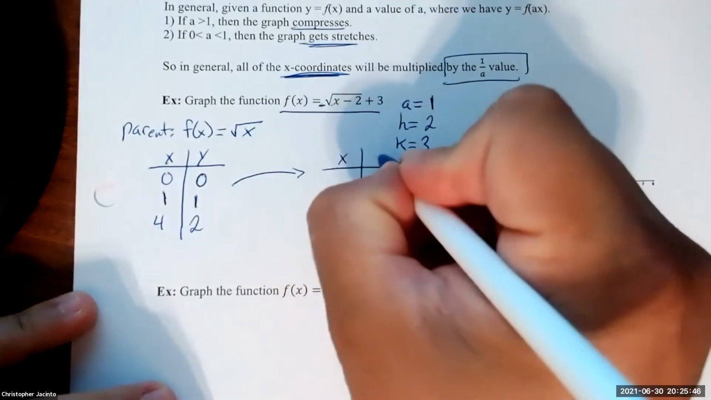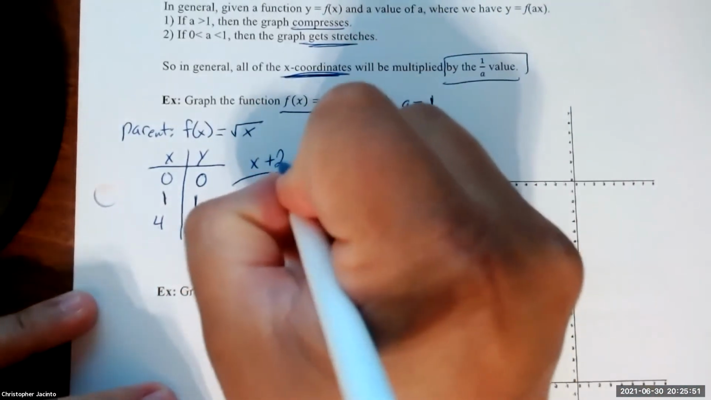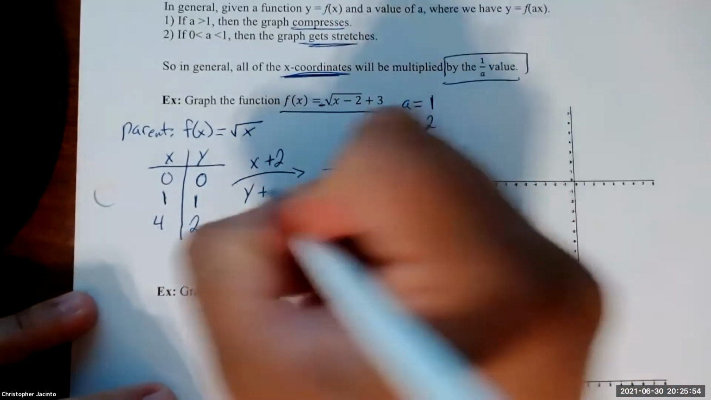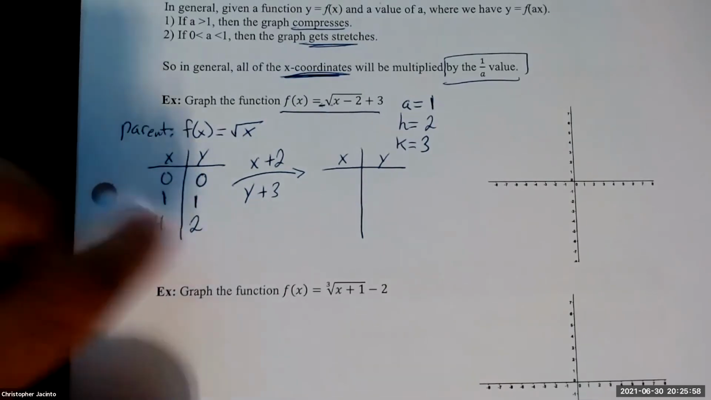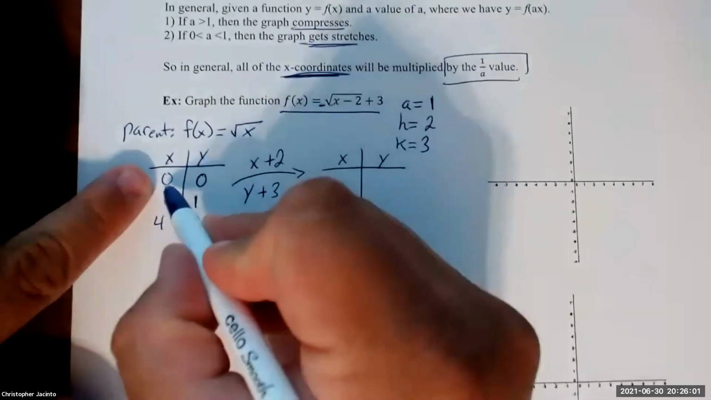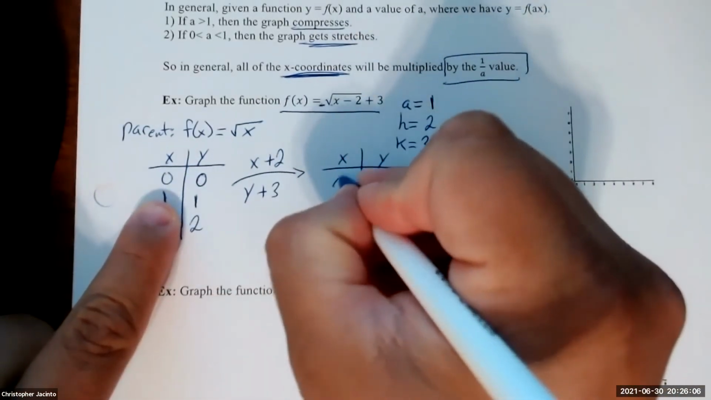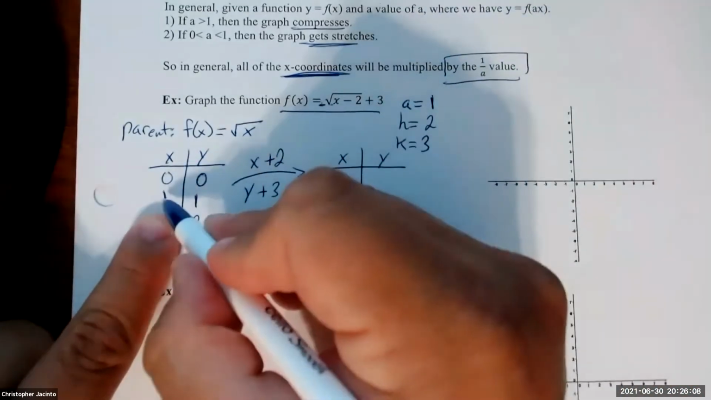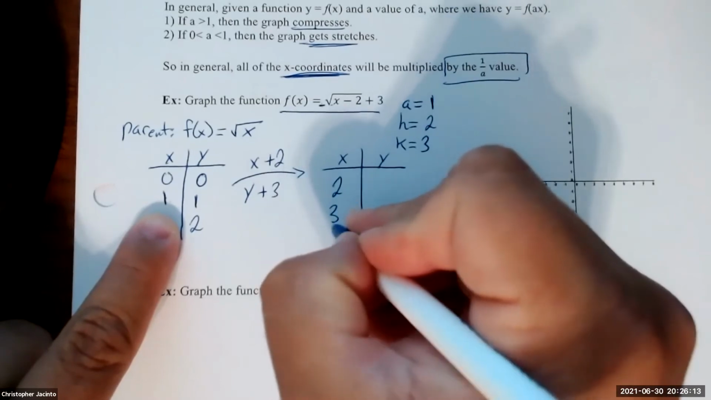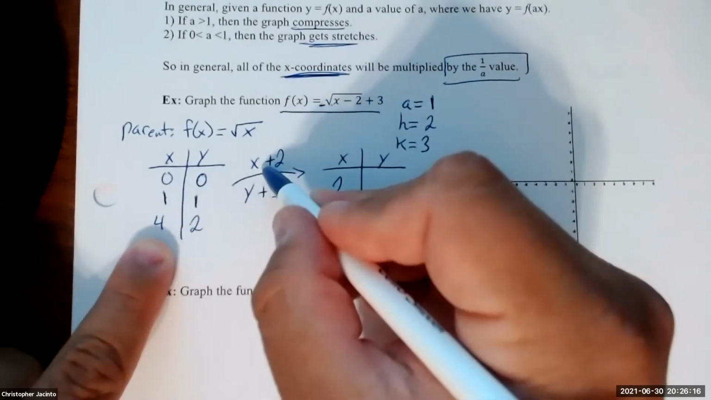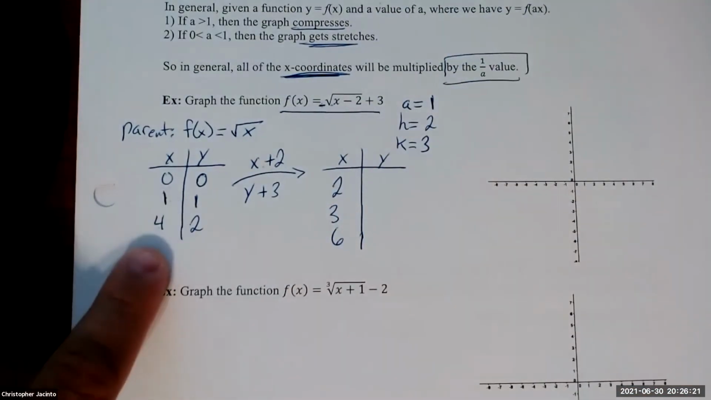to our new x, y, it's going to be x plus the h value, so it's going to be plus 2, and y plus the k value, which is 3. Okay. And again, column by column, never go across, right? So if I just start here, 0 plus 2 is 2. Okay. 1 plus 2 is 3. And then 4 plus 2 gives you 6. And there you go. You're done with the x's.